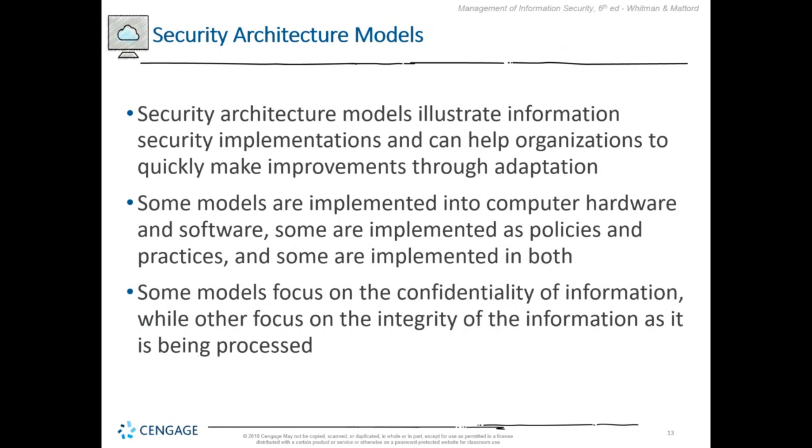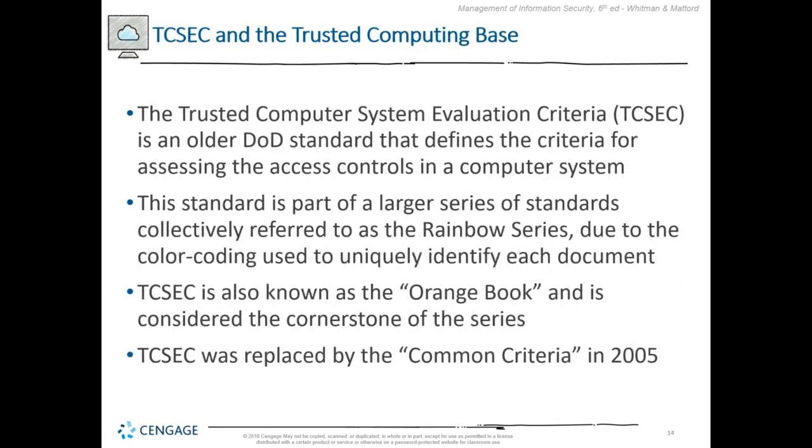Security architecture models. These illustrate information security implementations that help an organization to quickly make improvements through adaptation. Now, some of these security architecture models are implemented in computer hardware and software. Some are implemented as policies and practices, and some are going to be both of them. Some of these will focus on the confidentiality of information. Some are going to be looking at the integrity of the information as well.